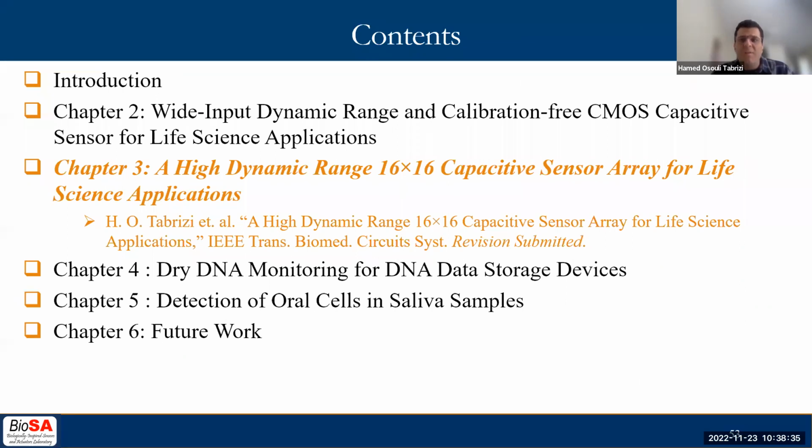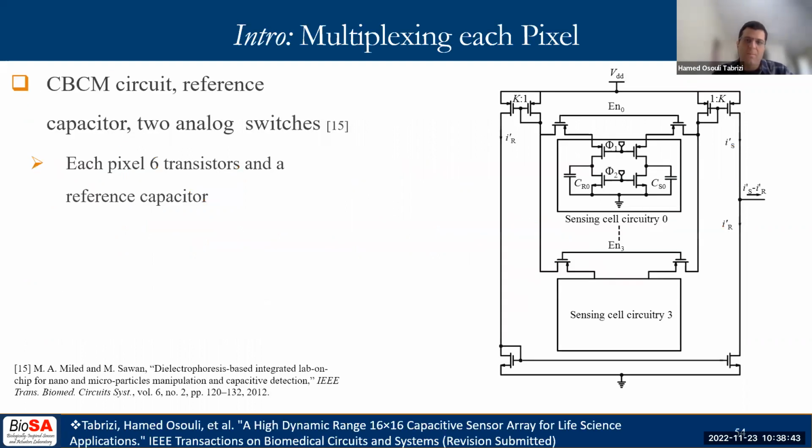Now, let's just start with the third paper that constitutes chapter 3 of the thesis. In this paper, we have addressed the challenge of array of capacitive sensors. In order to develop an array of electrodes, authors in this reference have repeated the entire core CBCM circuit, including its reference electrode for each pixel.